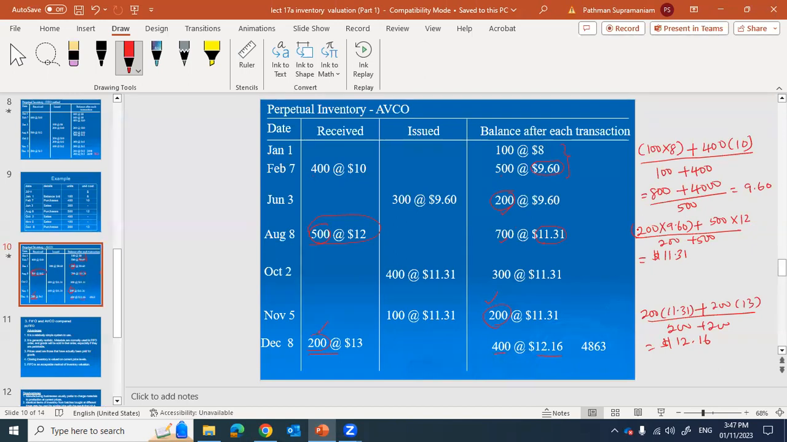So finally, at the end of the day, my closing inventory value is 4,863. So obviously, these two methods give me different figures. So in an exam question, you'll be instructed on which method to use. So you should read the exam question carefully and calculate accordingly. Thank you.